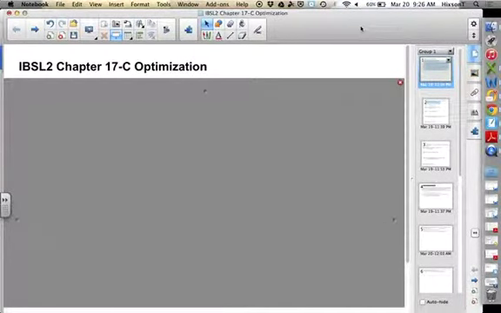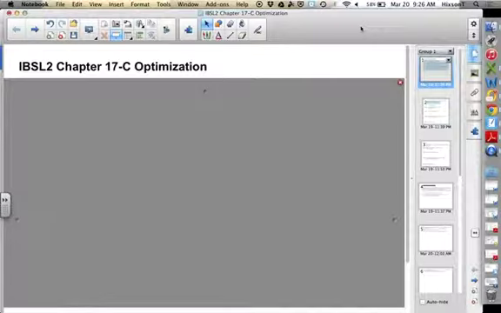Alright, so today what we're looking at is optimization. This is the last of our applications that we're looking at, optimization. And before we get into doing any problems, I want to make sure that we understand what optimization is. What are we talking about when we're talking about optimization?